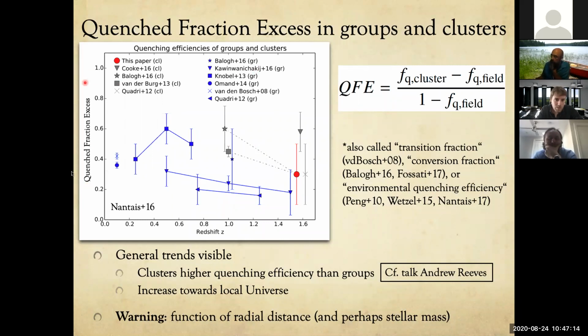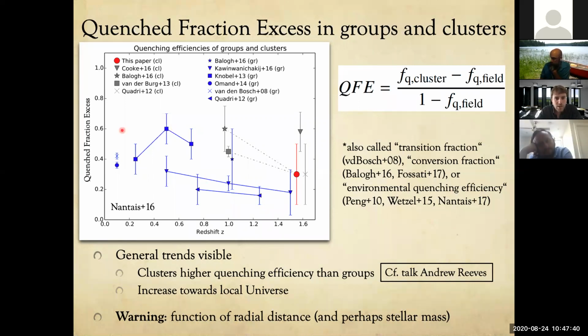One other thing I want to mention here: we call this collectively within GoGreen quenched fraction excess, but there are several other names that were given to the same term in the literature, such as transition fraction, conversion fraction, and environmental quenching efficiency. These all essentially refer to the same measurement, which is shown here.